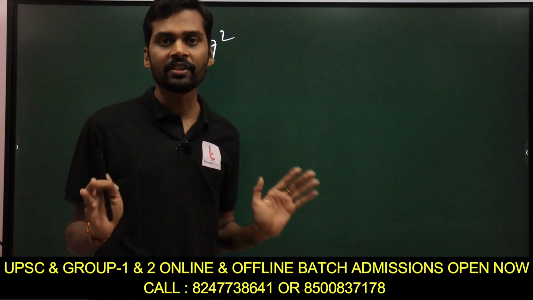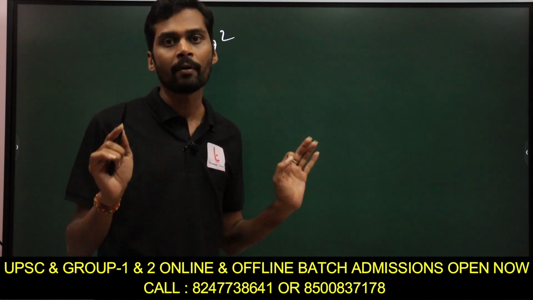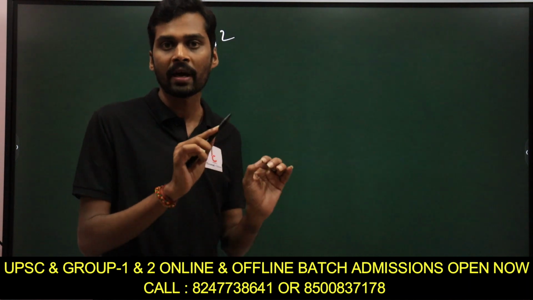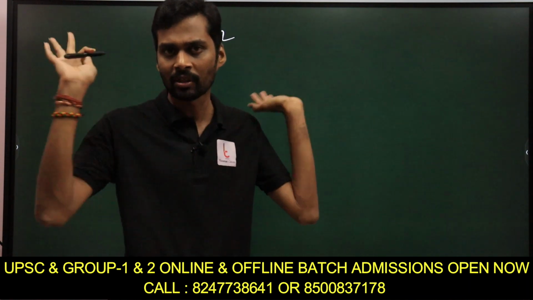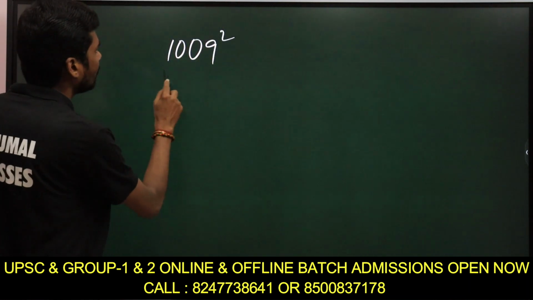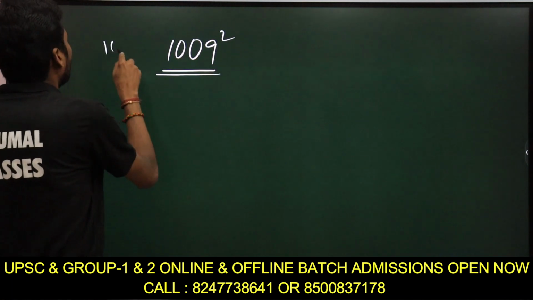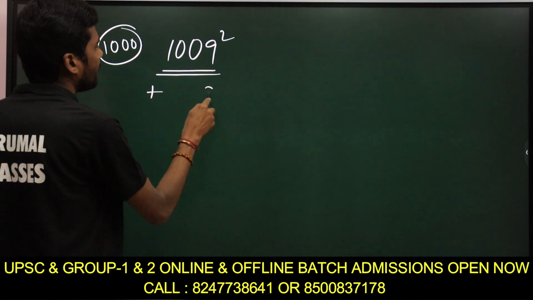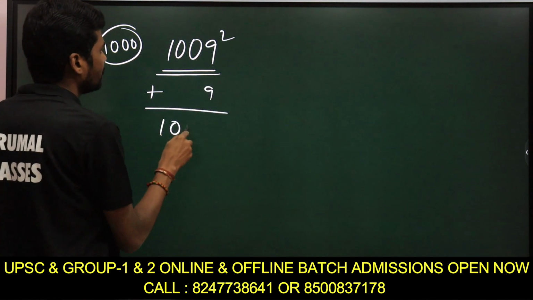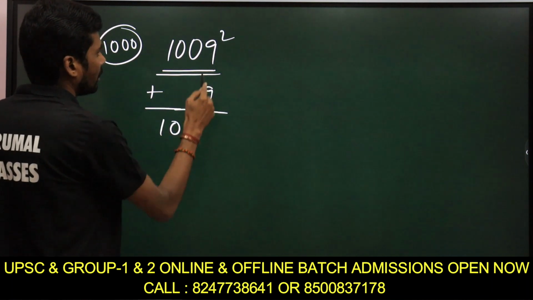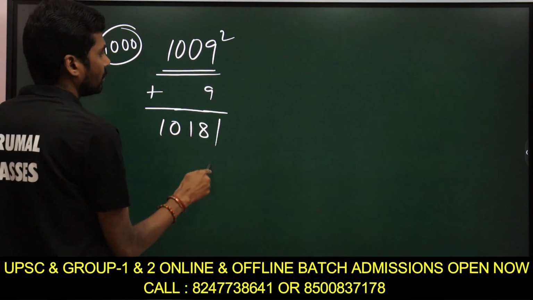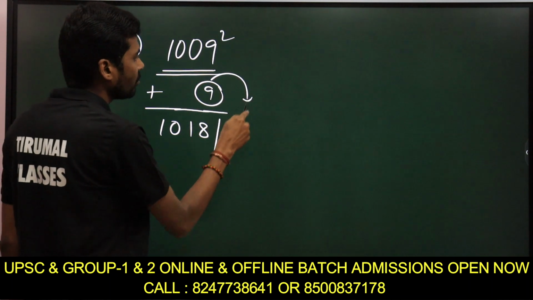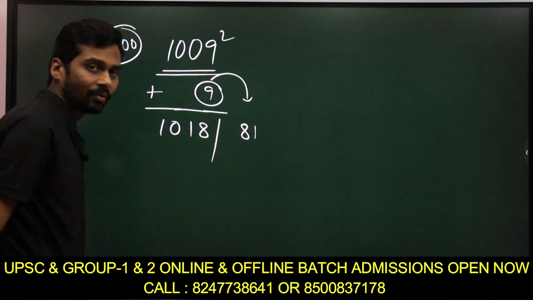Okay, as I already mentioned, you don't need to put your pen on the paper. You can immediately find out the answer, right? 1009 means, what is the base value? 1000. How much is it more than 1000? 9. So 9 plus 9 is what? 18. Then you have to square this number, right? So 9 square means 81.